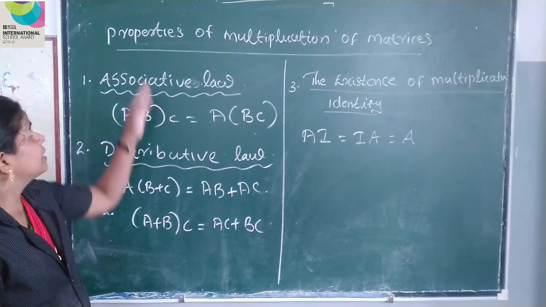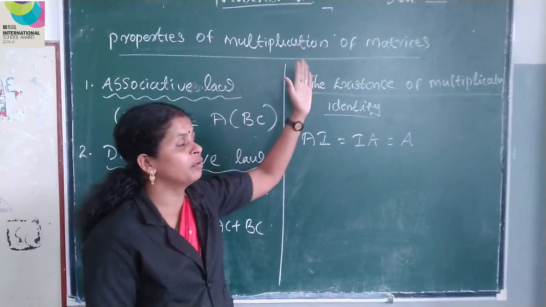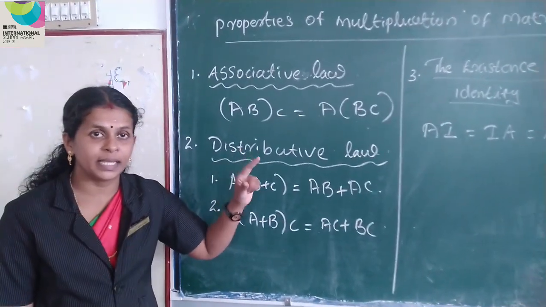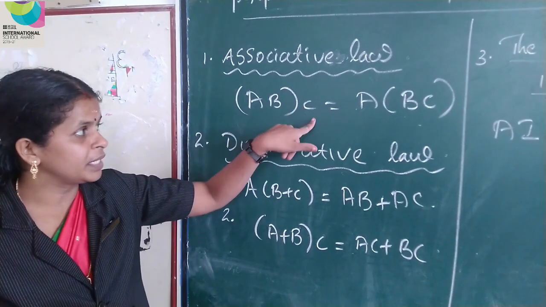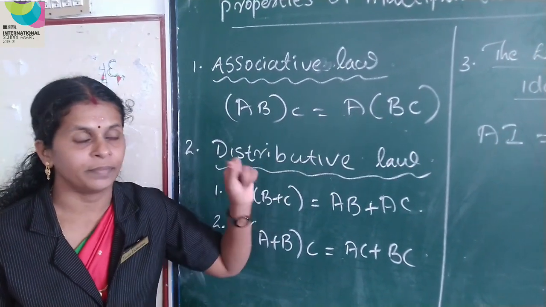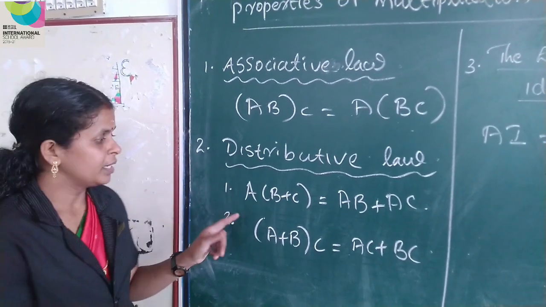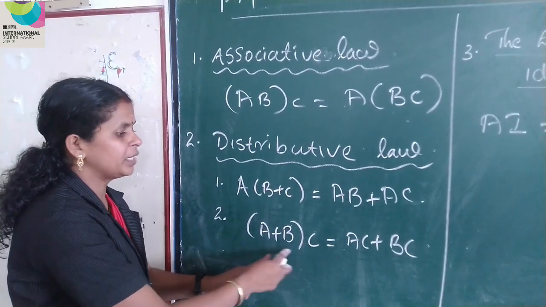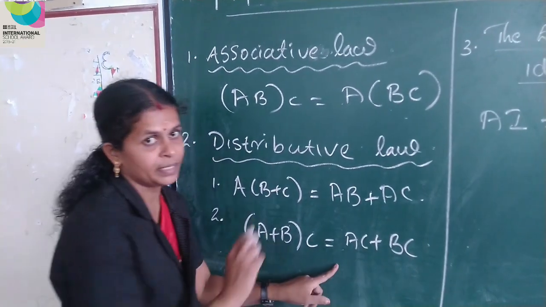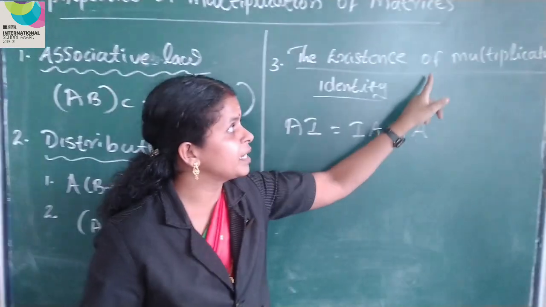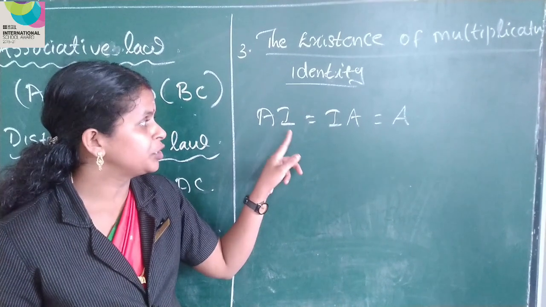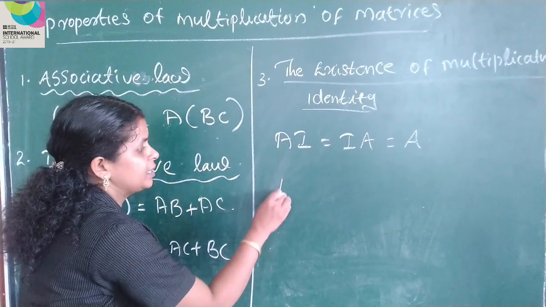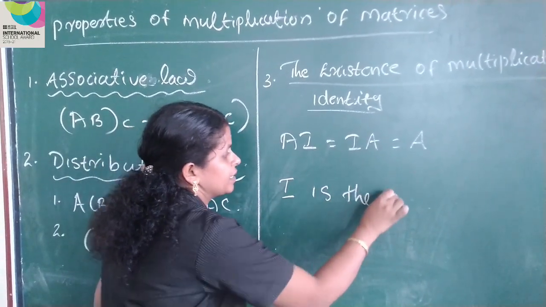Clear? Okay. Next one is properties of multiplication of matrices. First one, associative law. For any three matrices A, B and C, (AB) into C is equal to A into (BC). Second one is distributive law. Here A into (B plus C) is equal to AB plus AC, and (A plus B) into C is equal to AC plus BC. Next one is existence of multiplicative identity. Here A into I is equal to I into A is equal to A, where I is the identity matrix.